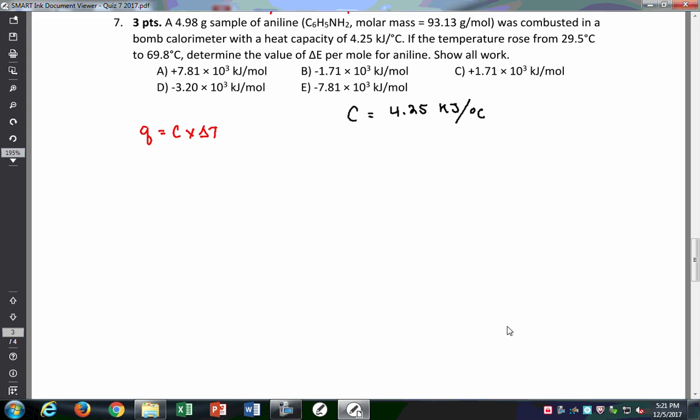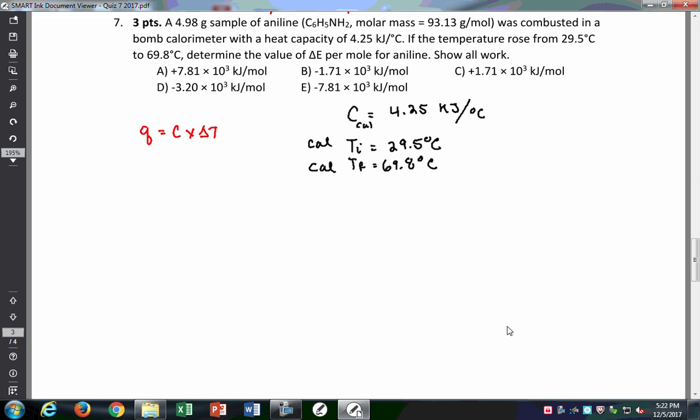So what we're told is we have our C of our calorimeter, I'll just put C cal. And we have our initial temperature. Our initial temperature rises from 29.5 degrees C, so that's our initial, to 69.8 degrees C. Now remember, this is the temperature of my calorimeter, which means that the calorimeter temperature is increasing, which means that my reaction is losing heat. It's giving it up.